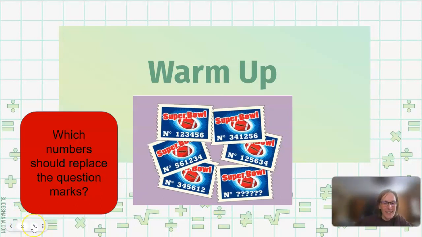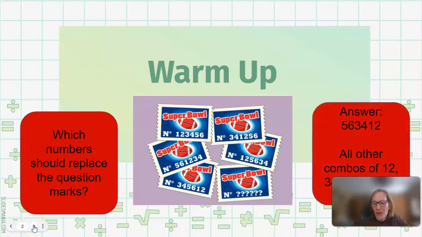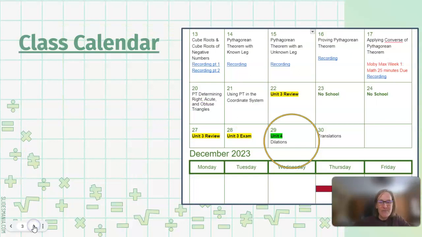There is a pattern. All right, everybody, for those of you that are wondering, the answer has to be 5, 6, 3, 4, 1, 2. All the other combos of 12, 34, and 56 are used. So grouping helps. All right.